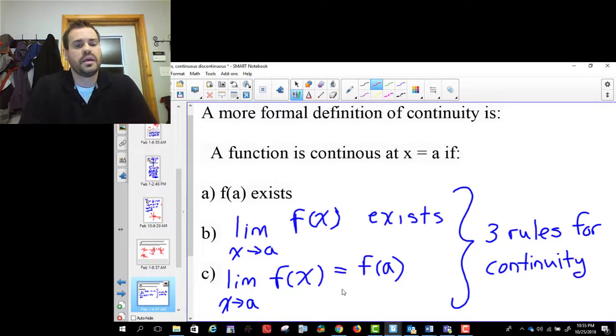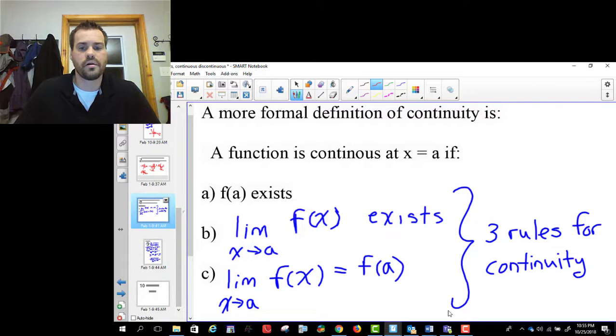So you're done. If the function exists, then you go to the next step, which is to say, okay, if the function exists, then the limit has to exist. And if that is also true, great. If it's not true, then we're done. We say the limit doesn't exist, it's discontinuous. If it does, then we can say, okay, is it equal to the function? And if it is, then we can say it's continuous. All right. So we're just going to do one example, and then we're going to practice some more in class.